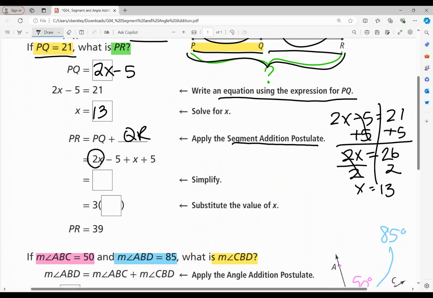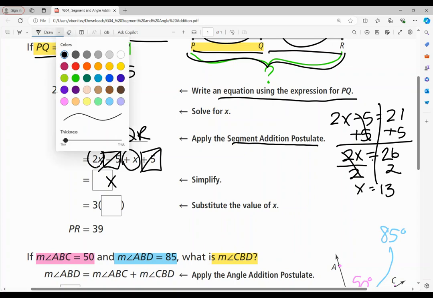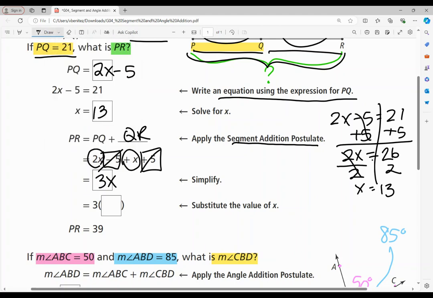So x's with x's, or variables with variables, that is 6x. And then a negative 5 and a positive 5, since they're inverses of each other, end up canceling out. So we're just left with, wait a minute, let me go back. I'm looking at the math. Where did I get 6x? It is 2x plus an x, which would be 3x. I get a total of 3 of them.